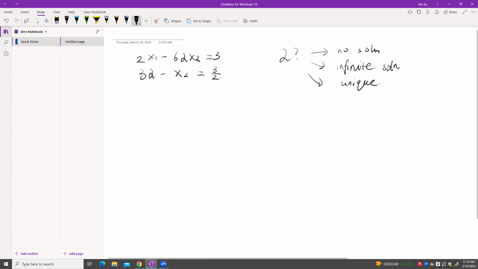Now, one important thing about the no solution, infinite solution, and unique solution cases is that we need to determine this matrix.